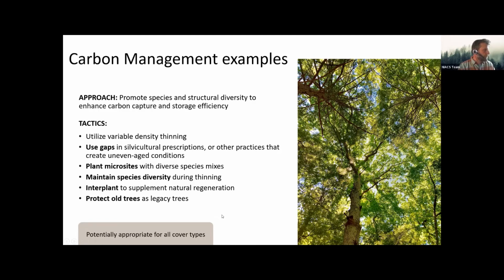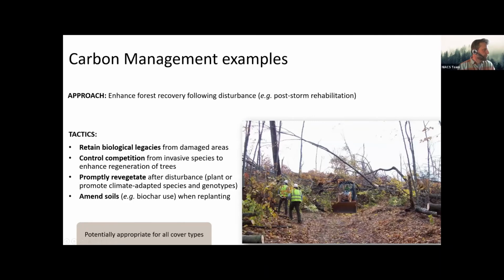And certainly protecting old trees as legacy trees is one way to make sure that we are maintaining that old and older age classes on the site. I already talked a little bit about that post-disturbance recovery.